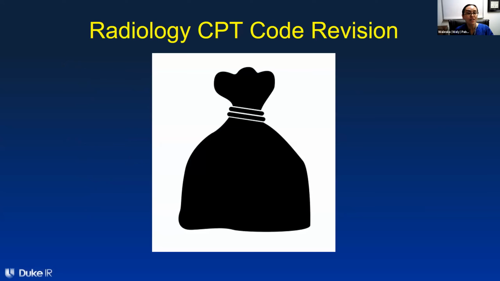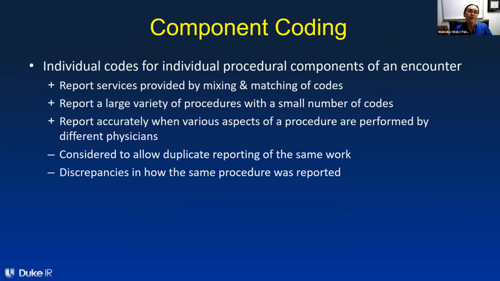What has happened in radiology in the last 8 to 10 years is that there has been a big push both from AMA and CMS to bundle CPT codes. And what does that mean? Well, before bundling, there used to be component coding. Everything was component coding. And what that means is you perform a procedure and you report components, segments of that procedure with different codes. So you would report a procedure with multiple codes.